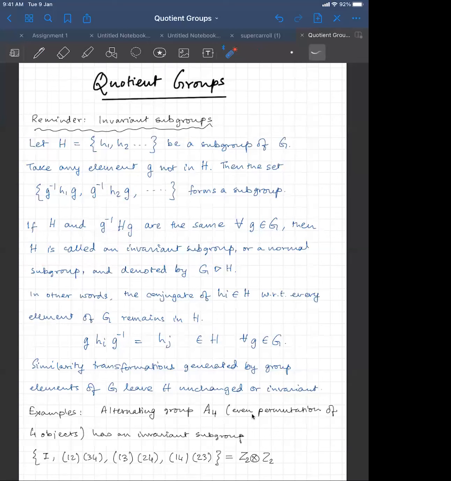Or in other words, what we said earlier, if you look at the conjugate of Hi, which belongs to H, with respect to every element of G, then that is going to remain in H, okay? So g Hi g inverse takes you to some Hj. So this Hi and Hj essentially remain in H. And this happens for all the elements g of the big group G. So what happens? Similarity transformations that are generated by these group elements of G leave H invariant or unchanged, and hence the name, okay?